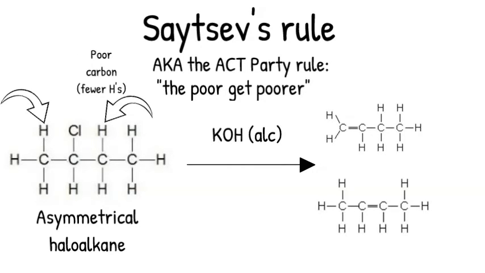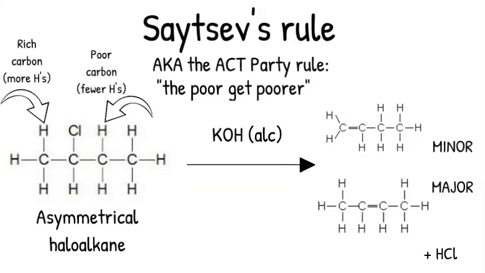Seeing as the rule is called the poor get poorer, removing the hydrogen from carbon 3 gives us the major product, in this case but-2-ene, and therefore removing the adjacent hydrogen from carbon 1, the richer carbon, gives us the minor product, in this case but-1-ene. In both cases, HCl will be a byproduct.